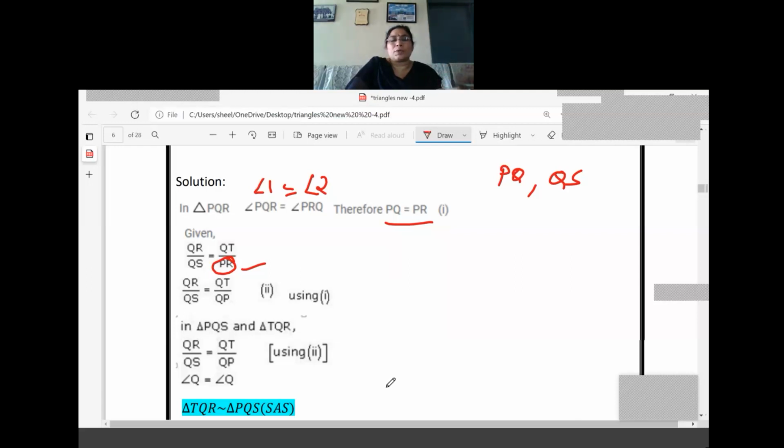QR and QT in the numerator it is coming. So we have written that triangle TQR is similar to triangle PQS, right? So TQR is in the numerator. So here we have changed it. TQR is the order, so TQR similar to PQS only. I think here also I should change this one. Here in triangle TQR and triangle PQS I should write, right? Then only it is correct, because we have mentioned the first triangle as in the numerator. So QR by QS equal to QT by QP.